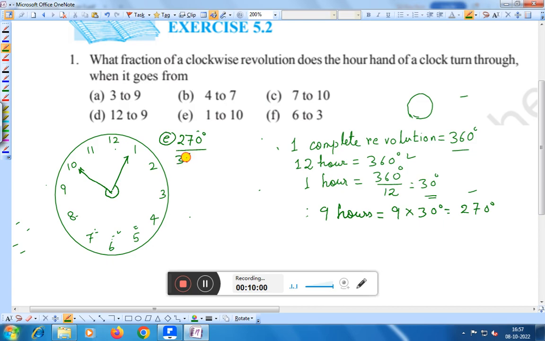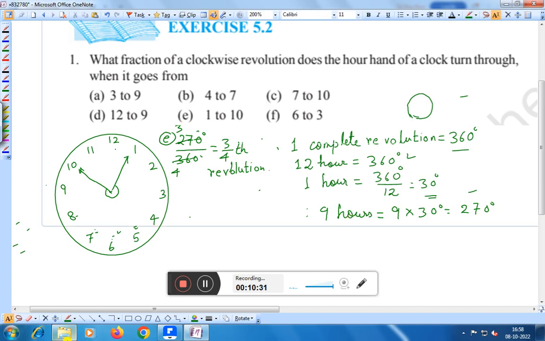And what is the complete revolution? That is 360 degree. That means we are getting 9 3 is 27, 9 4 is 36, and 0 0 will cut. That is 3 by 4th revolution. Right? Now we will express question number F.